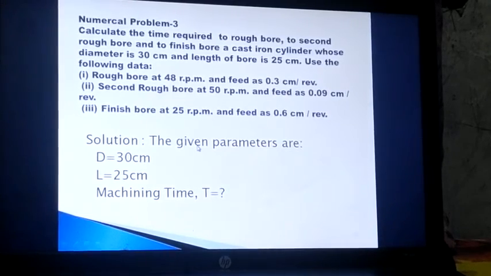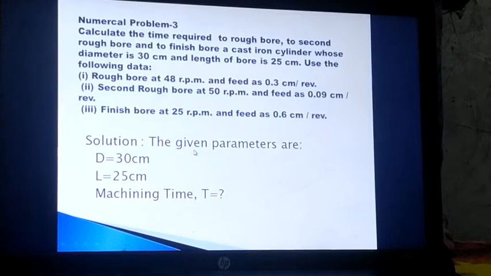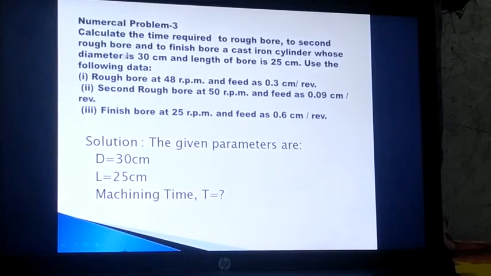Now we will take one numerical based on this boring operation to calculate the boring time. This is the statement of the numerical. Calculate the time required to rough bore, second rough bore, and finish bore a cast iron cylinder whose diameter is 30 cm and length of the bore is 25 cm. Use the following data.